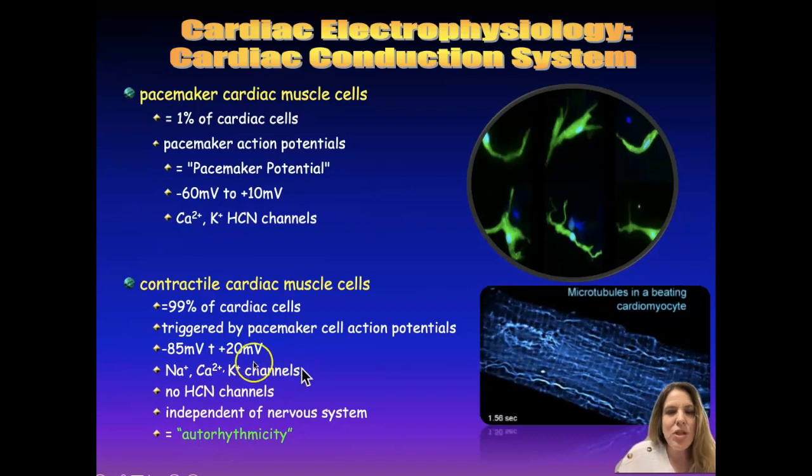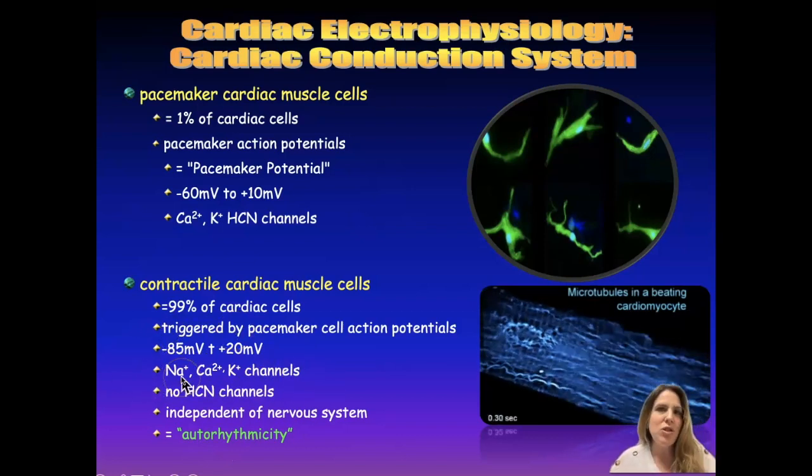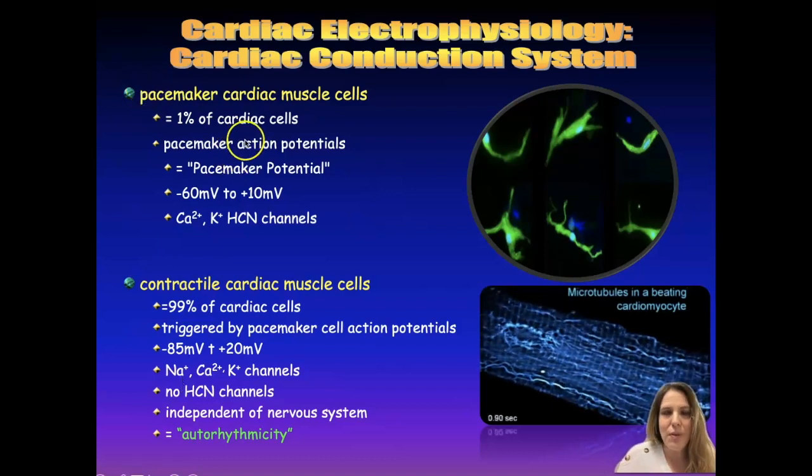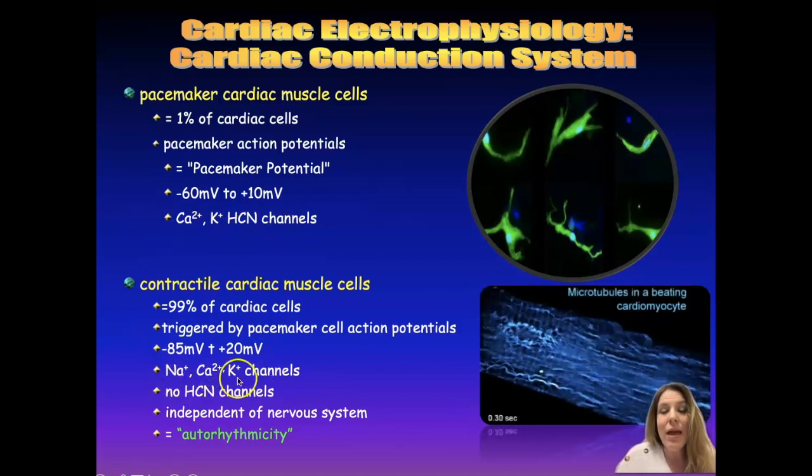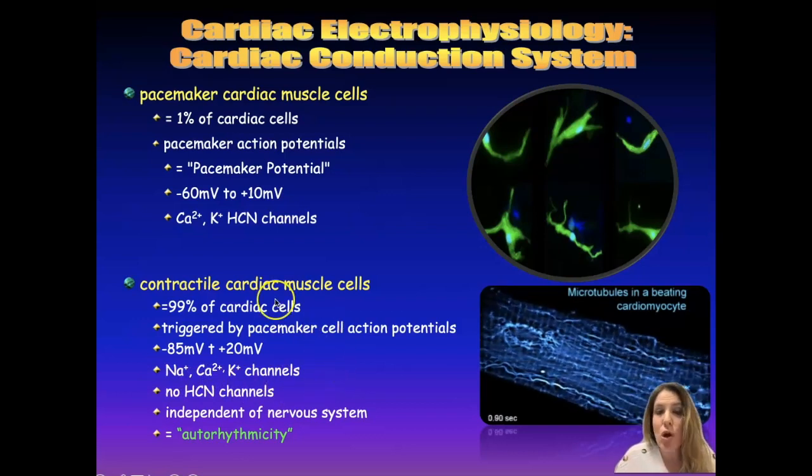And as just mentioned, the channels that are used by contractile cells are slightly different in composition compared to the pacemaker. So whereas pacemaker was using calcium, potassium, and HCN channels, contractile cells use sodium and calcium and potassium channels. So no HCN channels for contractile cells, and instead they use sodium ion channels. But both use calcium and potassium.